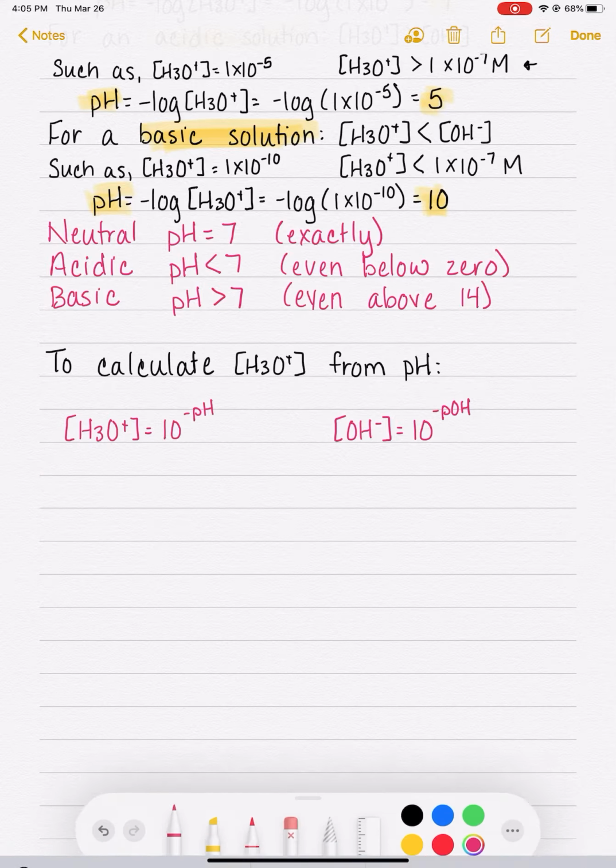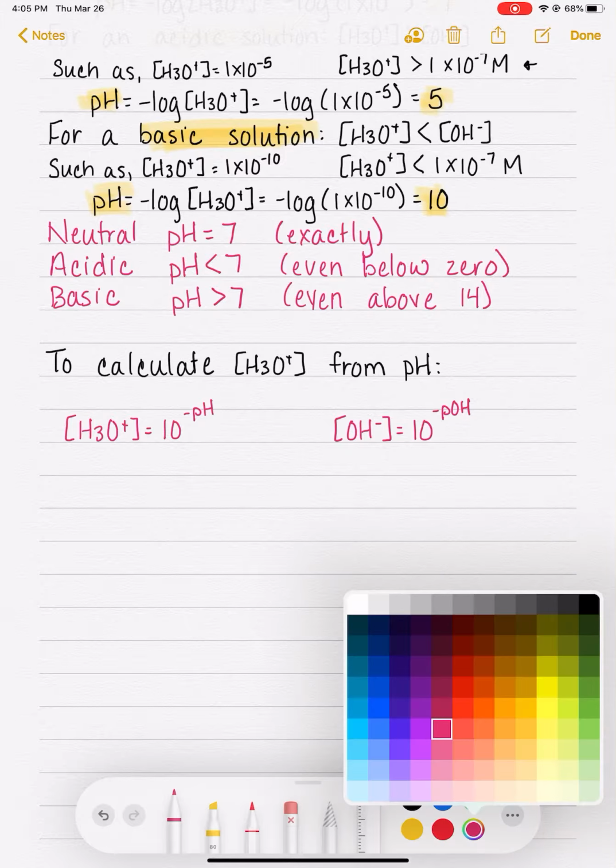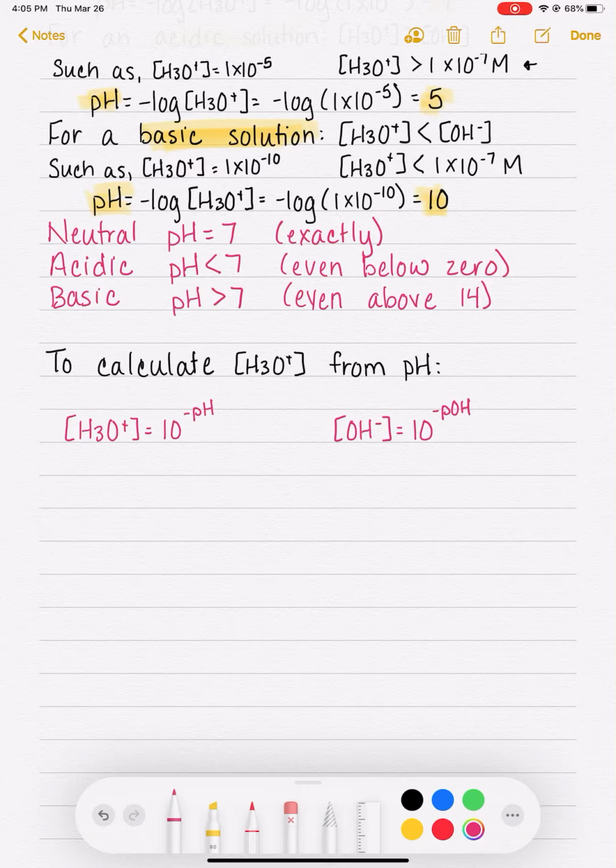So another cool equation that we can use for any solution.